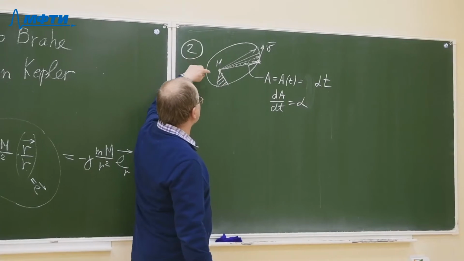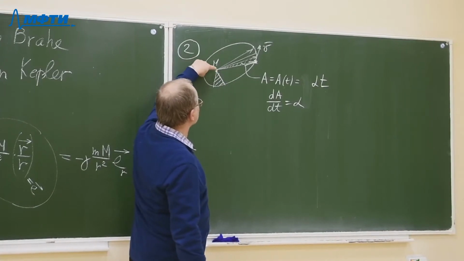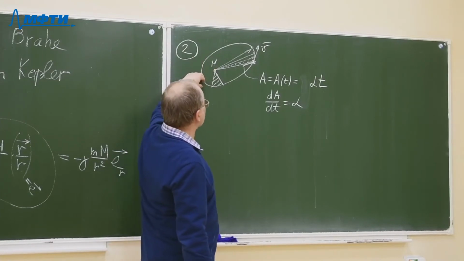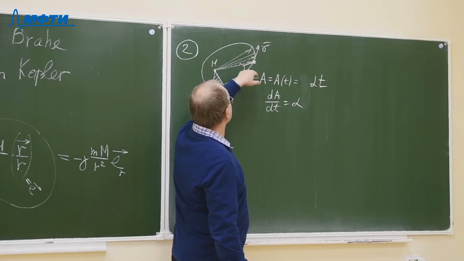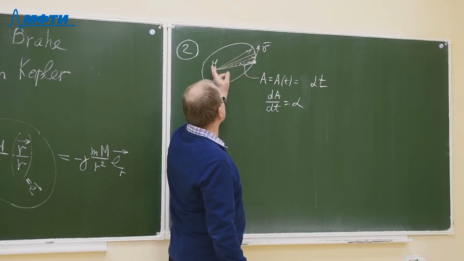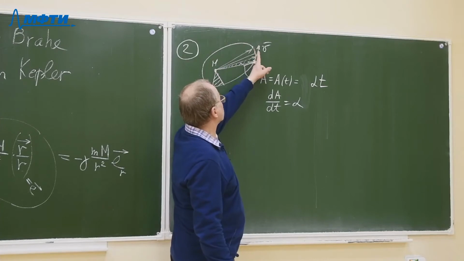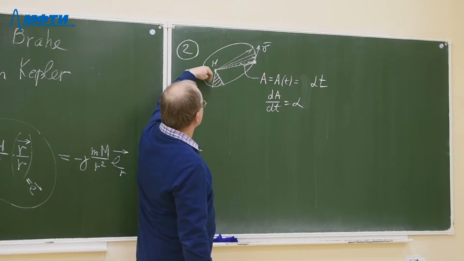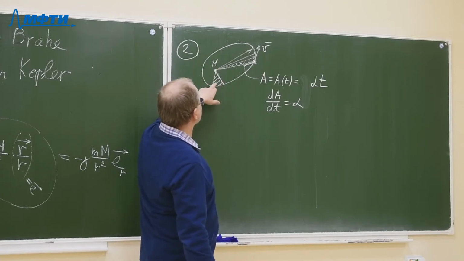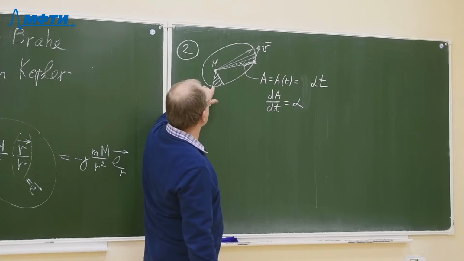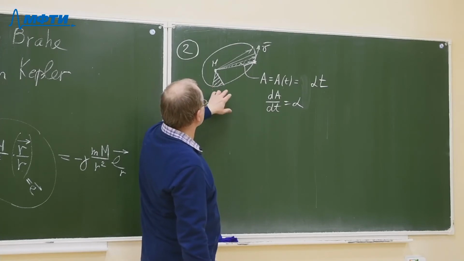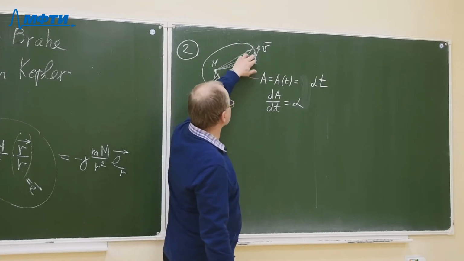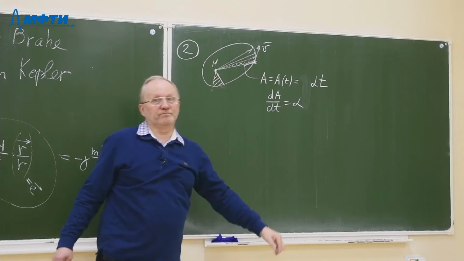It says that when the planet is closer to the Sun, its velocity is larger than during the time intervals when the planet is farther from the Sun. So here the velocity of the planet is smaller, and here the velocity of the planet is larger. So the area swept by the radius vector is the same if we measure it during the same time interval, for example, during 1 hour. The area swept here during 1 hour and the area swept here will be the same.